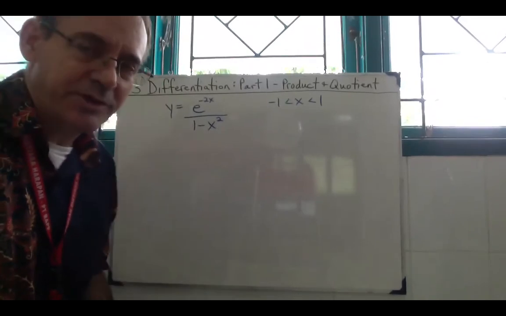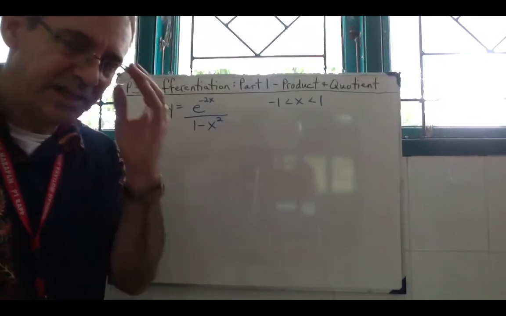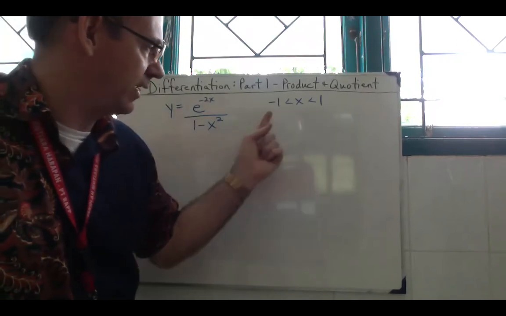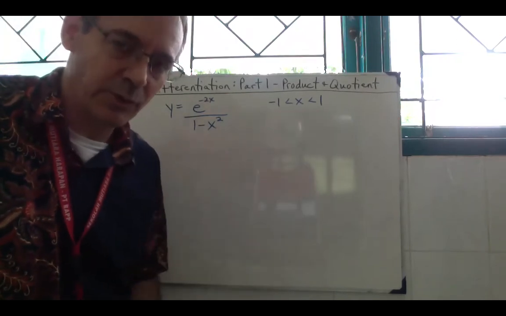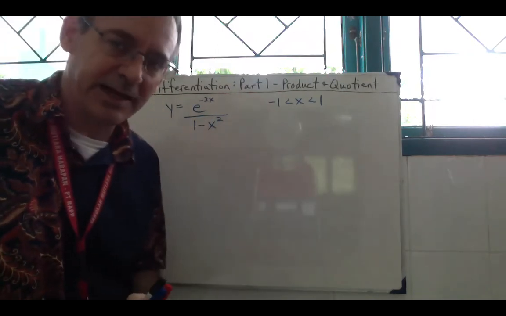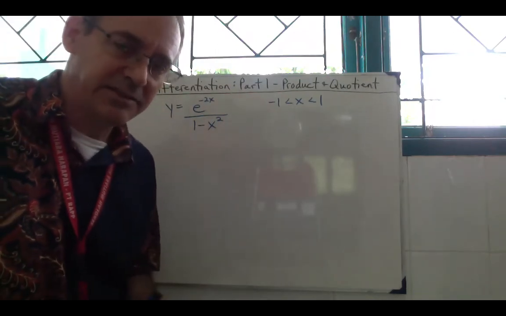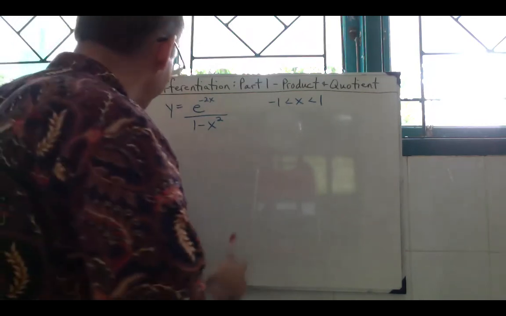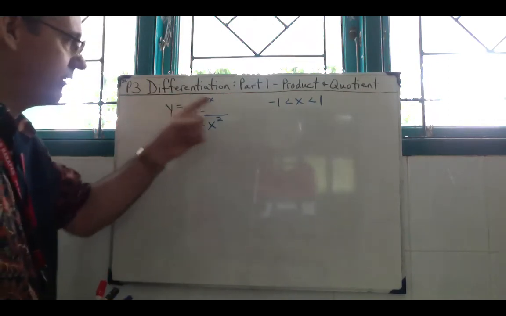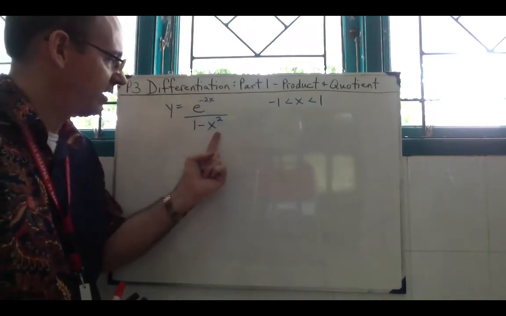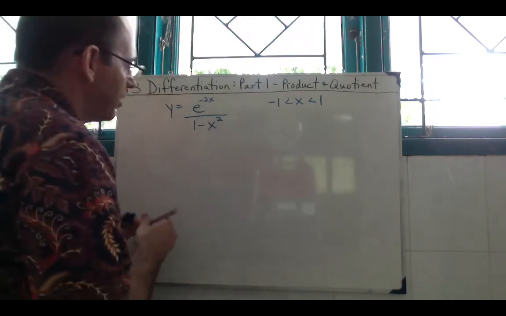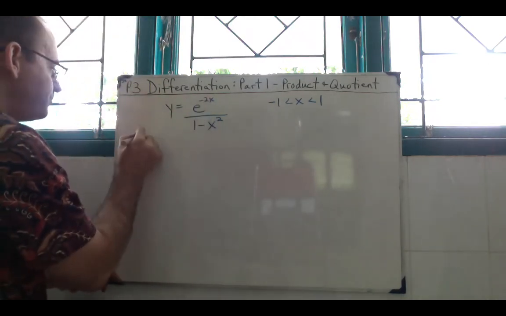Okay, so they didn't show us the graph this time, but they did say that there's a stationary point that exists somewhere between 1 and negative 1. That's what we want to find. And of course, stationary point means that we need to find the derivative and set the derivative equal to 0. When we look at this, we see that we have this quotient. We have an exponential on the top and an algebraic term in the denominator. So we're going to do our quotient rule.